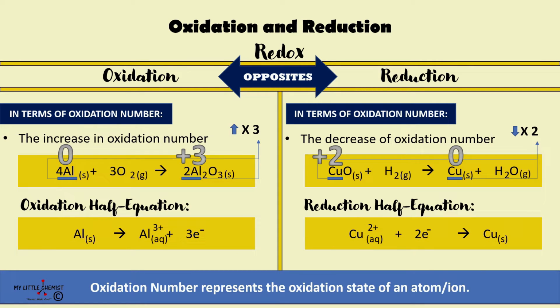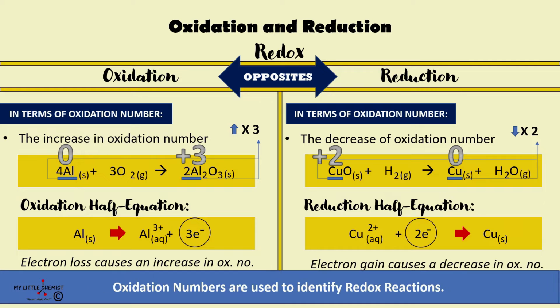As we've seen, redox half equations represent electrons lost and electrons gained. Notice that electron loss causes an increase in oxidation number, whereas electron gain causes a decrease in oxidation number. Oxidation numbers are what are used to identify redox reactions. Remember that in redox reactions, both oxidation and reduction processes usually occur together.